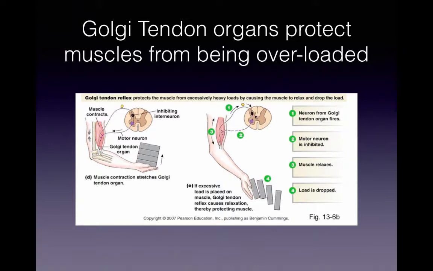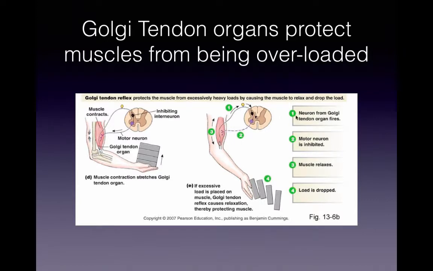Imagine if you were in the gym doing some bench presses. What if you load too much on the bar? You may, in fact, injure your body by letting go of the bar. But letting go of the bar is actually an example of the Golgi tendon reflex. If excessive force is loaded, the Golgi tendon reflex is going to cause relaxation upon that muscle that's being overloaded and protecting it from further and immediate tear.